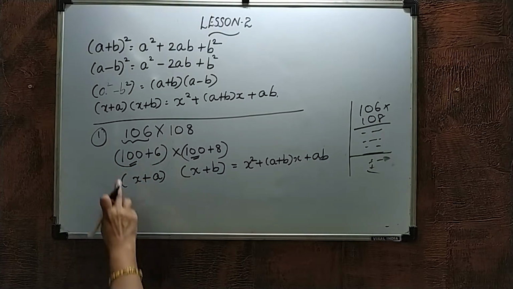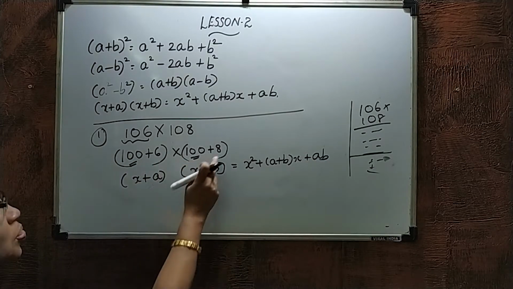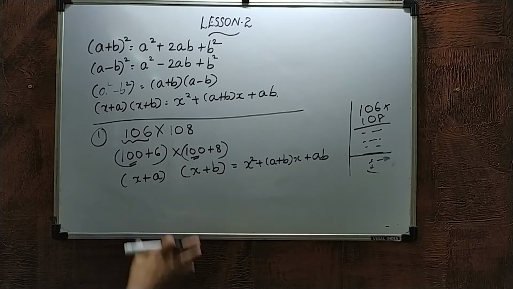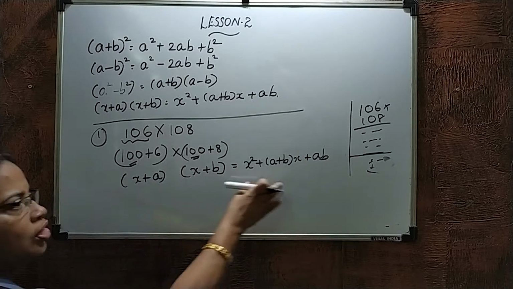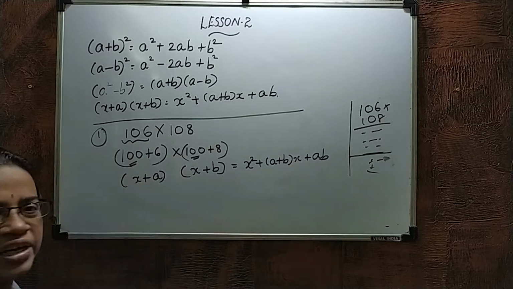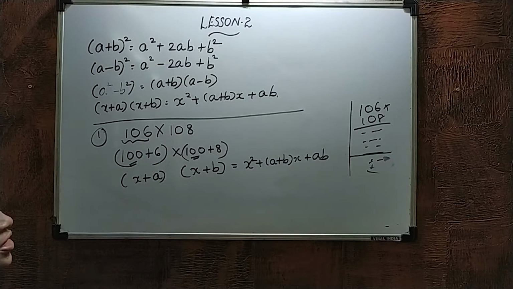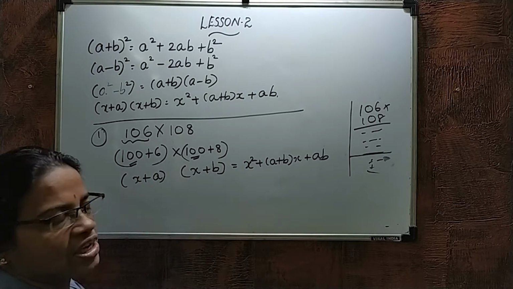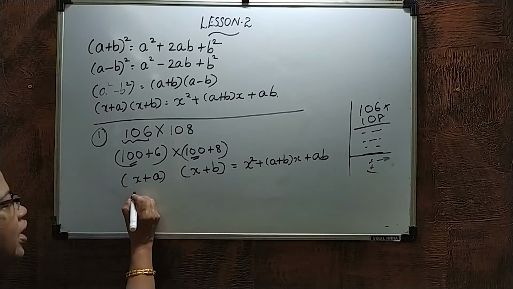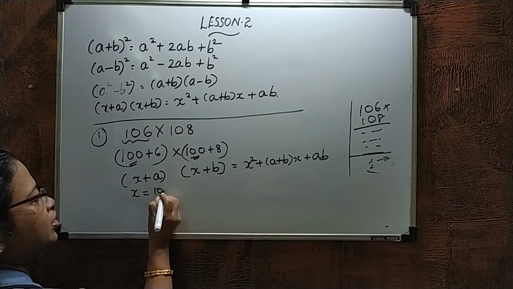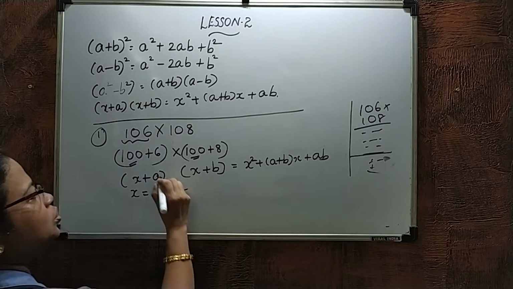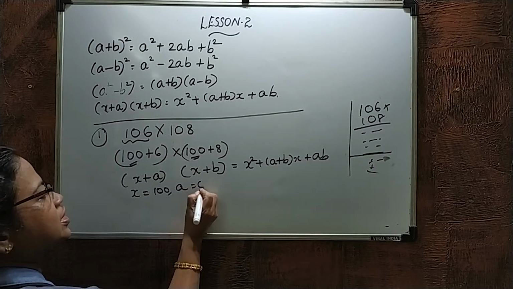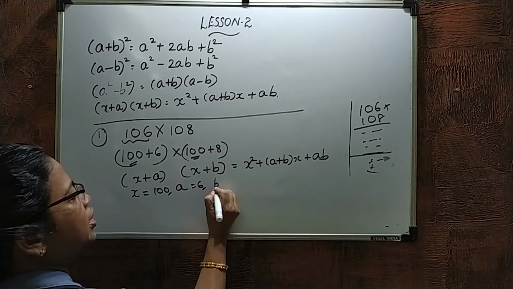Now look, x plus a into x plus b. Here, for the section given, you have to find the answer using this identity. Okay, we will start now. What is x, what is a, what is b? Here x is equal to 100, a is equal to 6 and b is equal to 8.